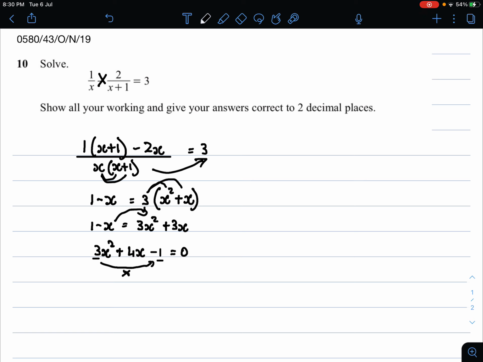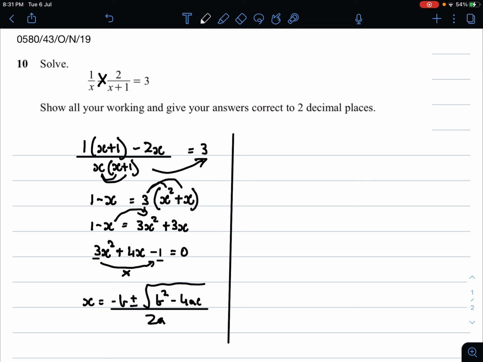So therefore we use the quadratic rule, that is x is equal to minus b plus or minus root b square minus 4ac whole thing divided by 2a. Now we know the values of a, b and c, as we know right here, a, b and c. So all we need to do is substitute.